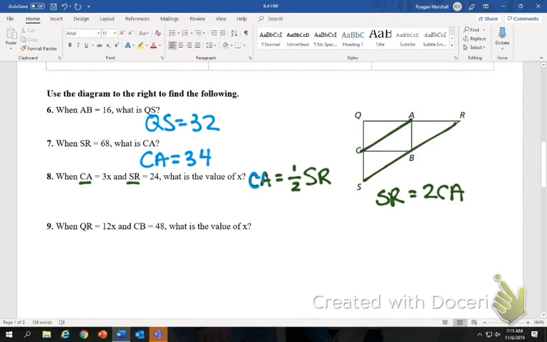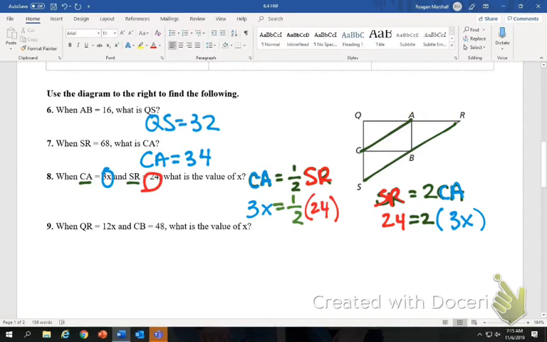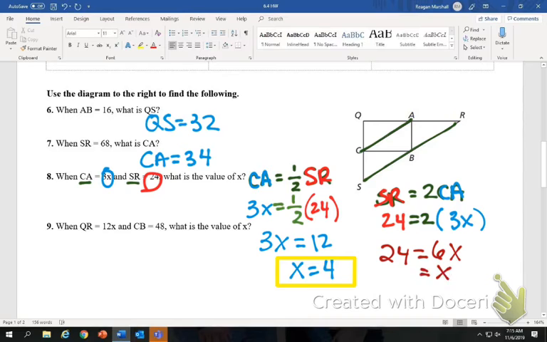So either equation you would have done, you would have plugged in CA, which is 3x. I'd keep the 1/2. The length of SR is 24. So again, you could have done this either way. You'd get 3x equals half of 24, which is 12. So x equals 4. Or if you had done it the other way, you still would have gotten 24 equals 6x, and x would still equal 4. So same answer, two different ways to solve.